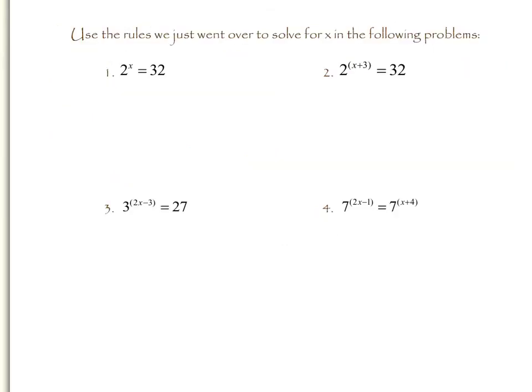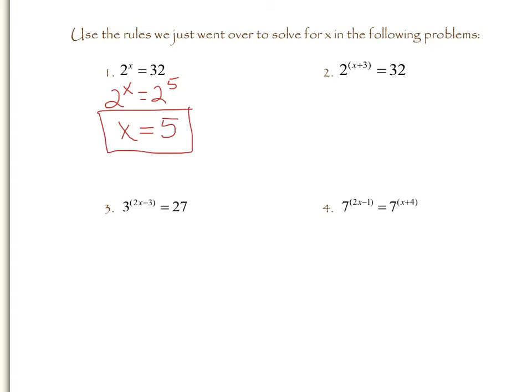Number 1, 2 to the x power equals 32. Well, since my bases are not the same, I need to see if 32 can be written with a base of 2, and it can. 32 is equal to 2 to the 5th power. So we will rewrite this equation as 2 to the x power equals 2 to the 5th power. And because my bases are alike now, I can set my exponents equal to each other. And x equals 5.